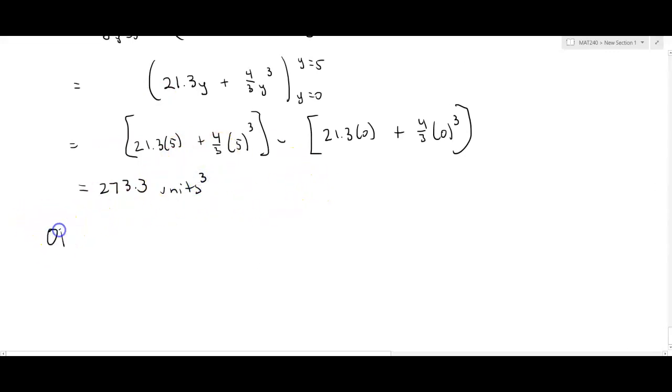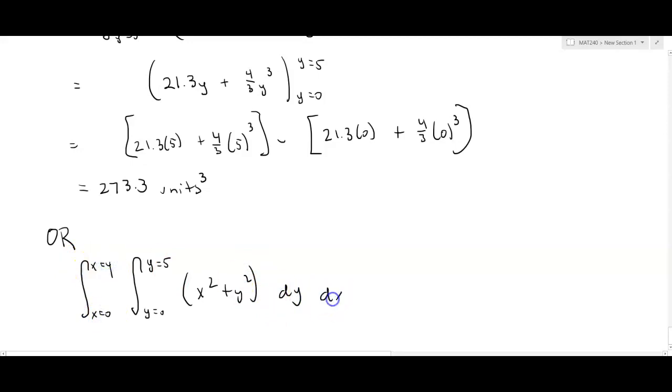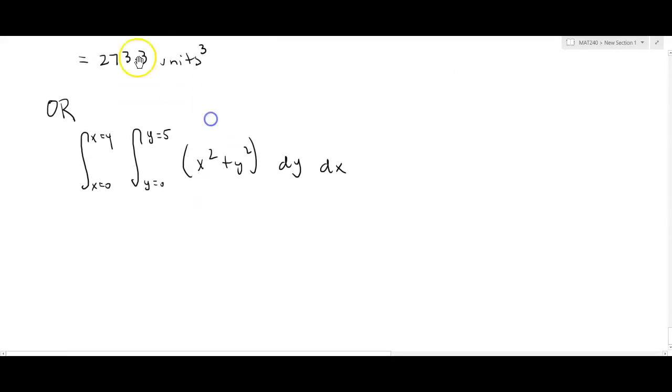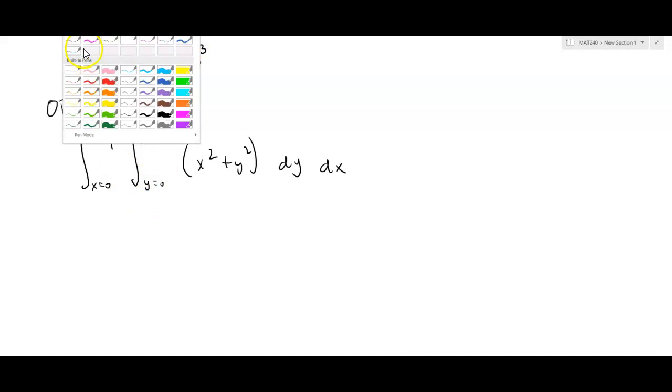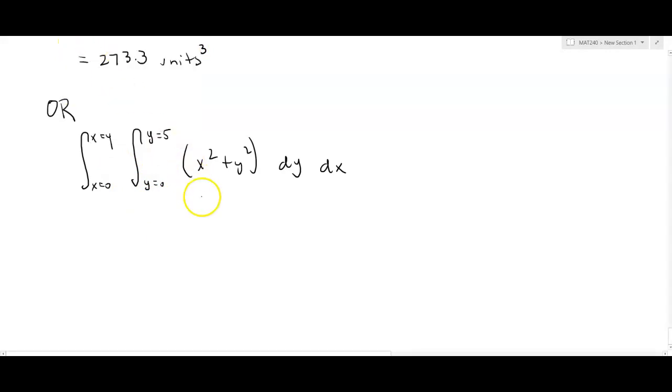So that's one way. Of course, we could have said, let's integrate with respect to y first. The integral from y equals 0 to y equals 5 of the function x squared plus y squared dy, and then integrate it from x equals 0 to x equals 4 dx. So when we compute this integral, the inner one is going to be identical to the previous one we took, except now we're going to be treating x as a constant.